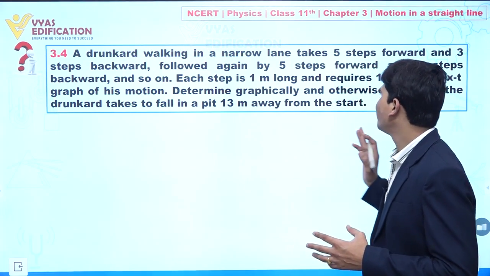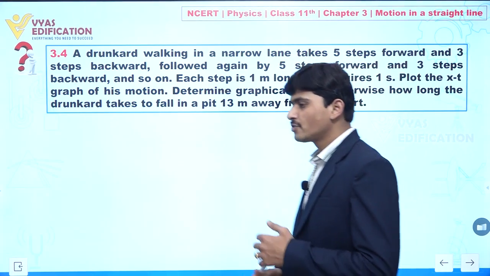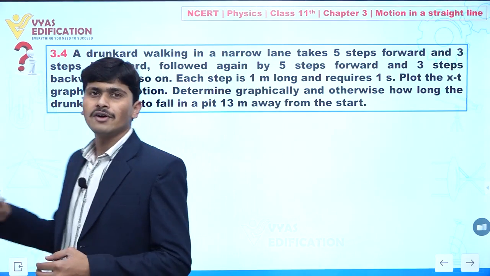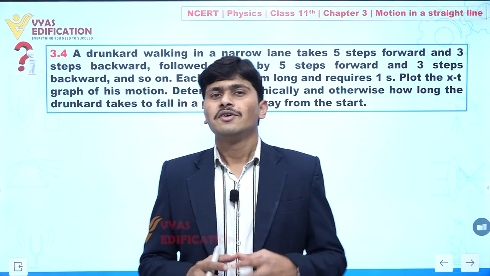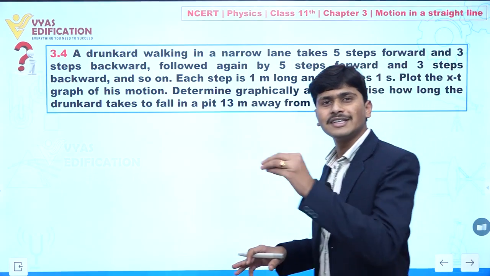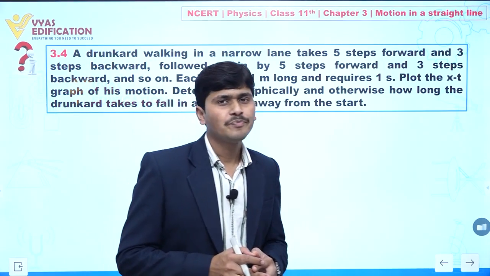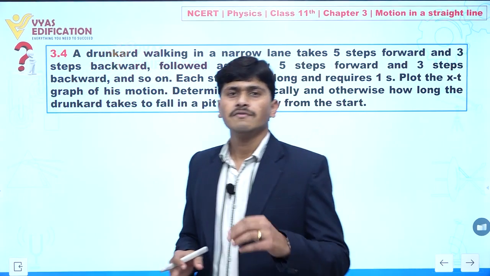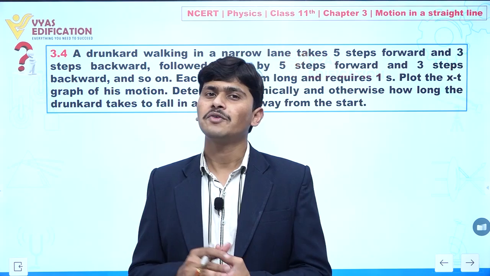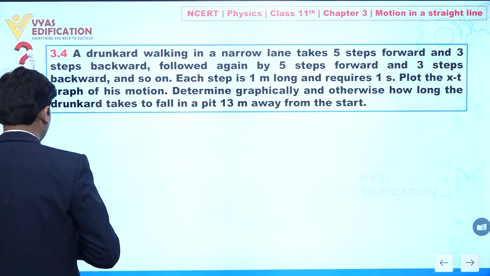Now the question asks: determine graphically and otherwise how long the drunkard takes to fall in a pit 13 meters away from the start. Let's suppose there is a pit after 13 meters and the drunkard goes 5 steps forward, 3 steps backward, and after some time falls into the pit. So we need the total time taken by the drunkard to fall in that pit. First we will solve this question logically, then we will go for the graphical method as well. Clear? So total displacement is 2 meters and total time taken is 8 seconds. Listen carefully to what I am saying.